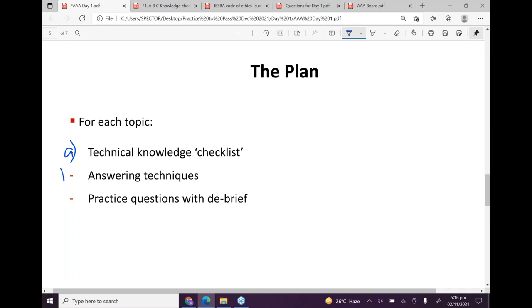Then my main focus is going to be answering techniques. I'm going to tell you what the answering techniques are. I'm going to tell you what the marking scheme for that particular topic is. And then I've chosen questions that we're going to attempt.